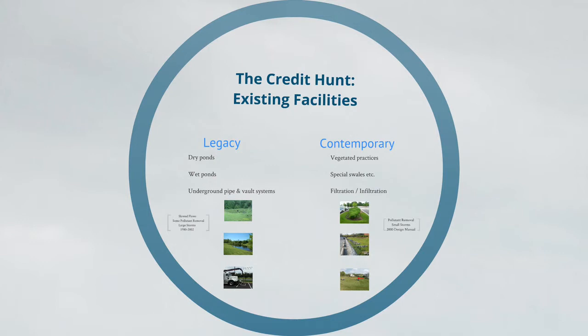On the hunt for a credit, one of the first questions to ask is, are there existing stormwater facilities on the site? If they are legacy facilities, then you may end up having to do additional work before you can receive a credit. But let's talk a little bit about what these legacy facilities are.